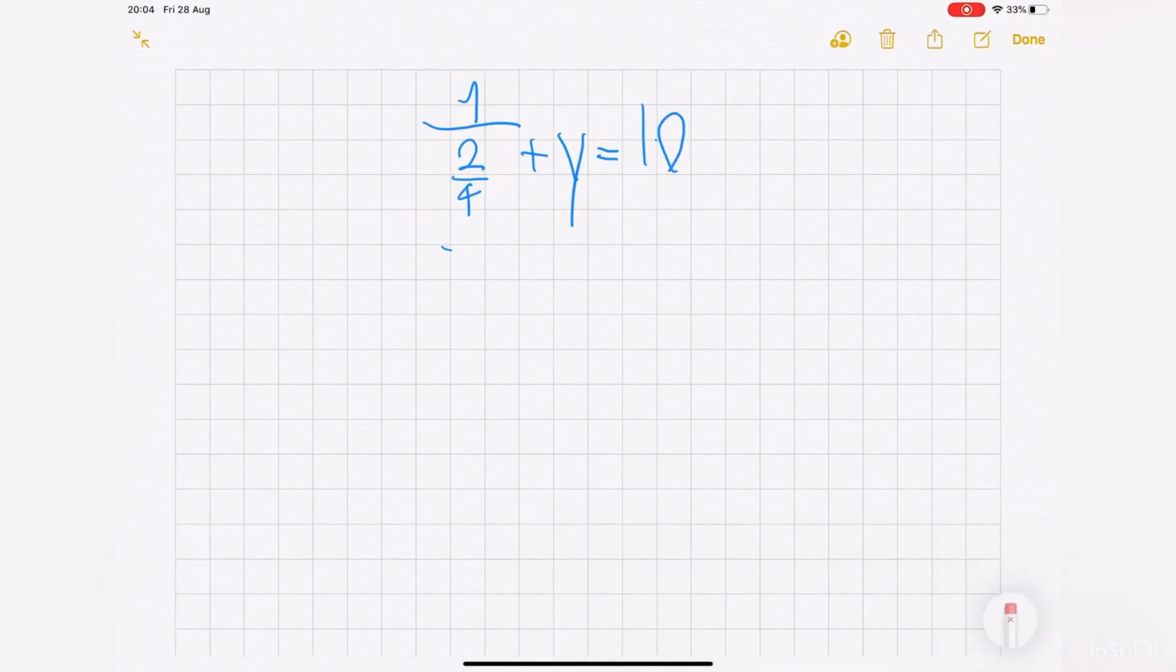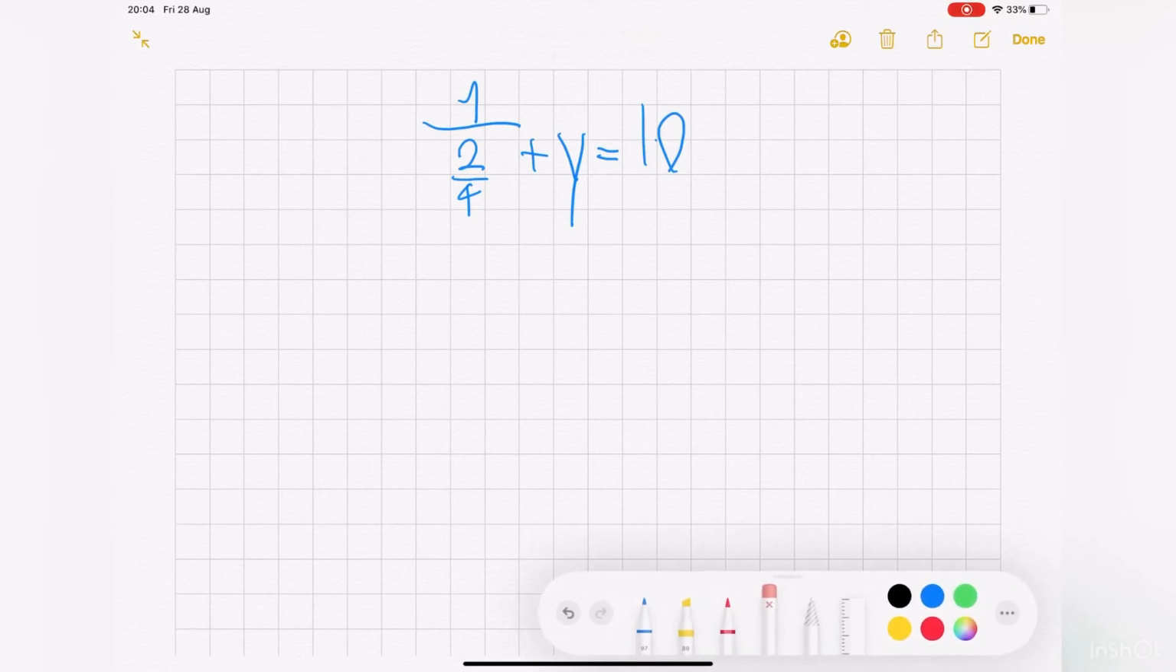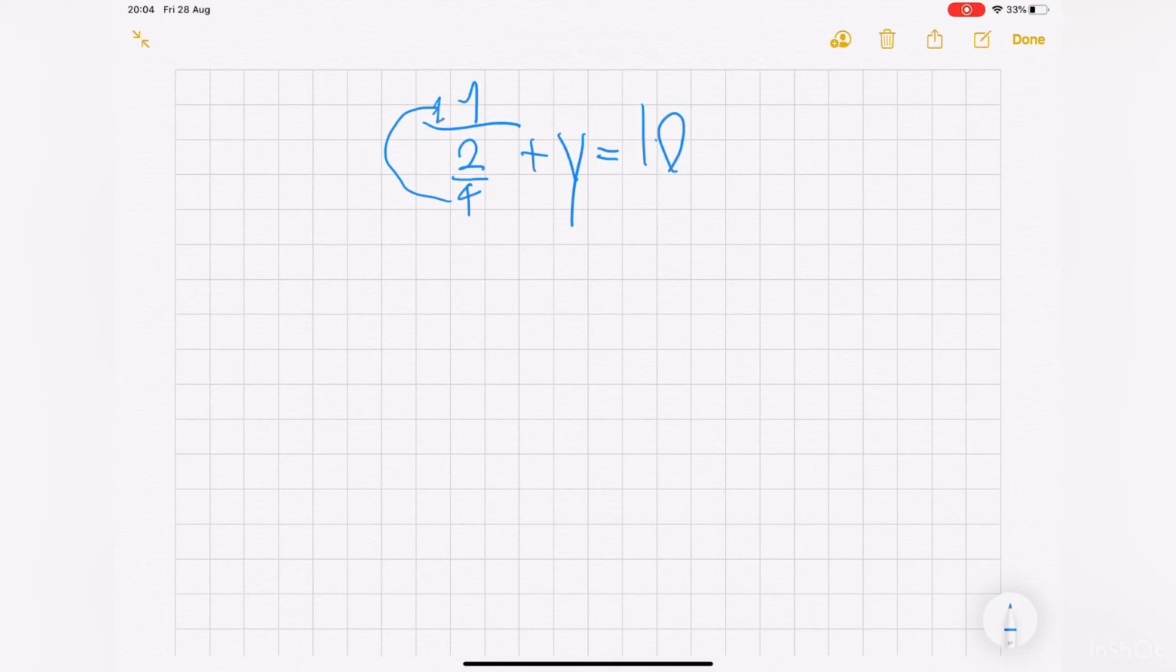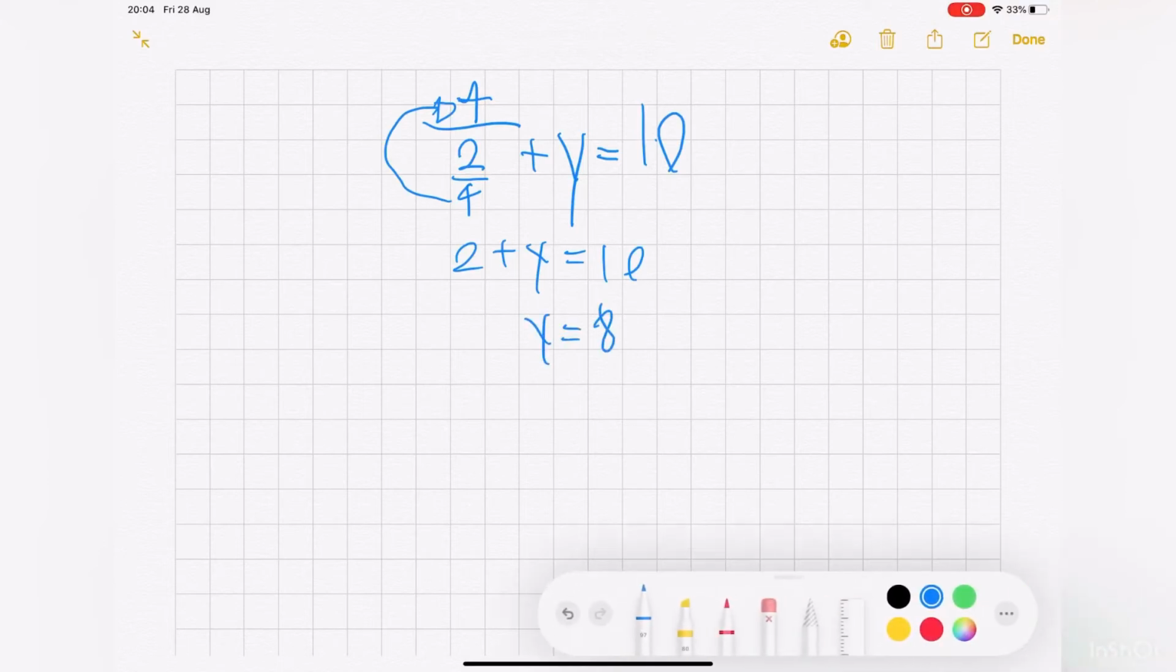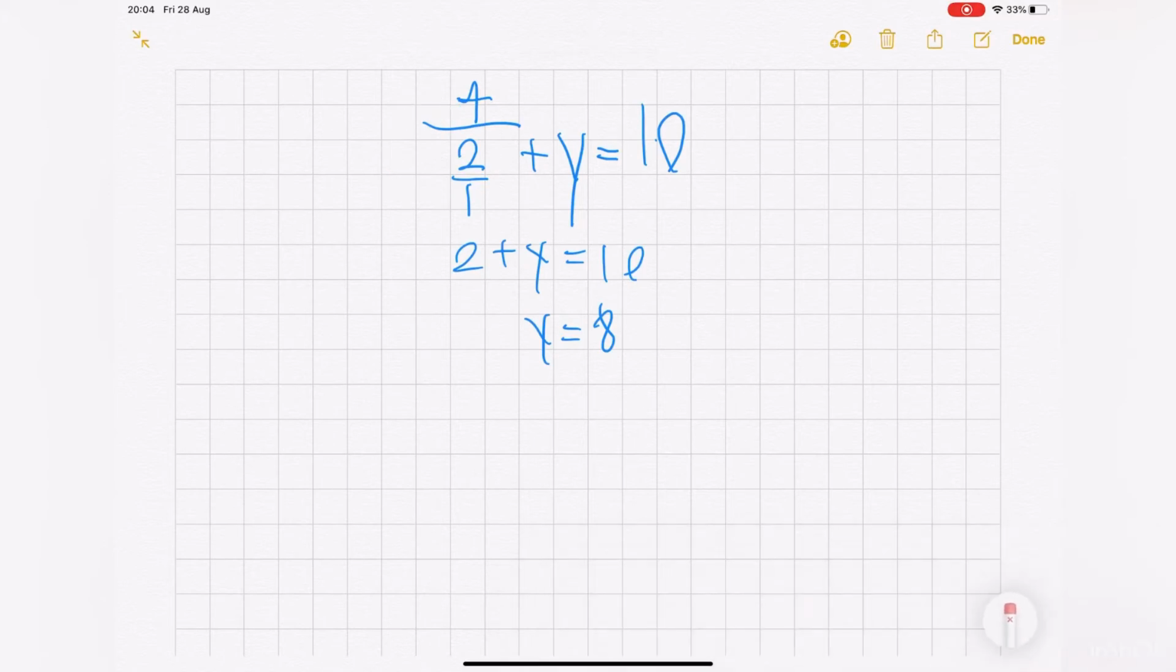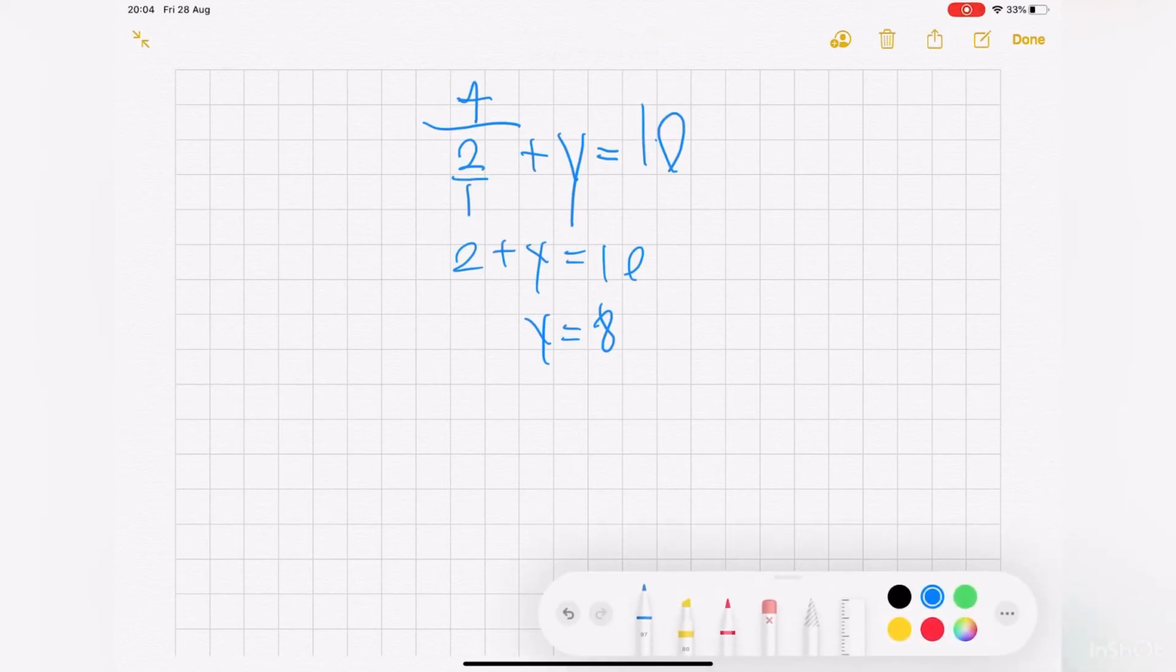As you can see, one way to do it is just use this number and times this number equals 4 divided by 2 equals 2 plus y equal 10, and 10 minus 2 is y equal 8. But this time I'm going to tell you why we could just simplify it like that.